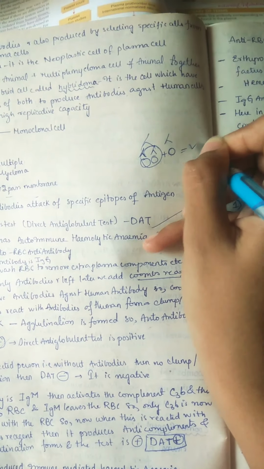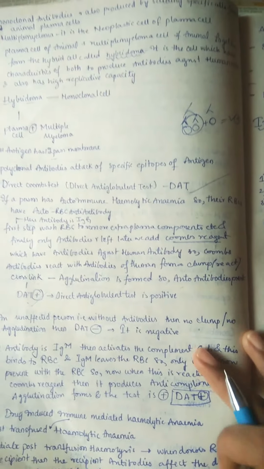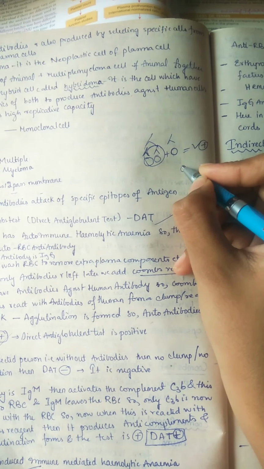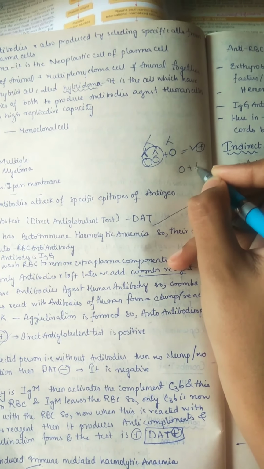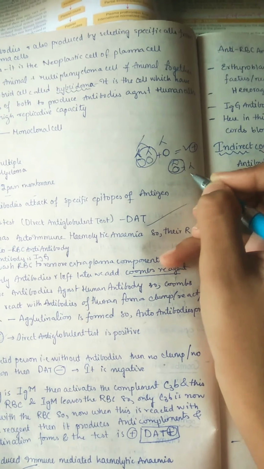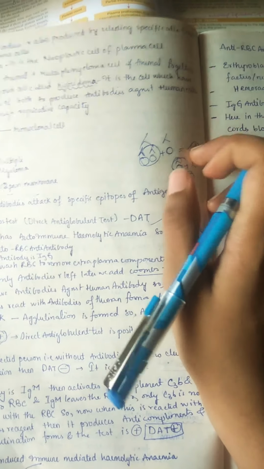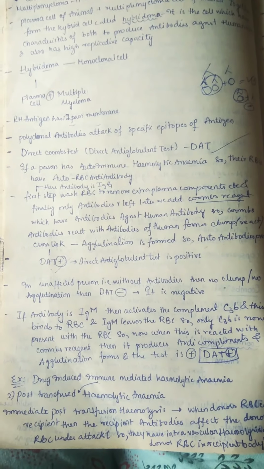If the clump is present, it is said to be a positive test, meaning autoantibodies are present. If there are no autoantibodies, only the cell remains with the Coombs reagent, and it can't form a clump. Then we say it is negative. If it is negative, we say the disease is not present, and if it is positive, we say the disease is present. This is how we use this test.